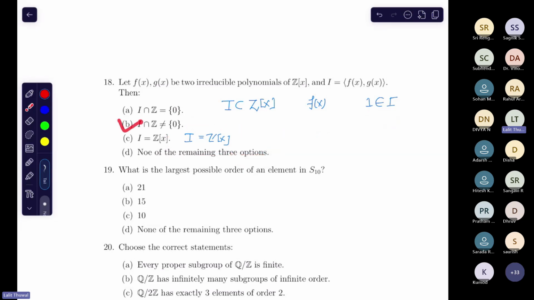Yeah, indeed, this is correct. But let me know why this is correct. What you have to show is that I will contain some integer, right? So how do you show that? The hint is that GCD is 1. Okay, try to solve it. Let me give you 2 minutes.